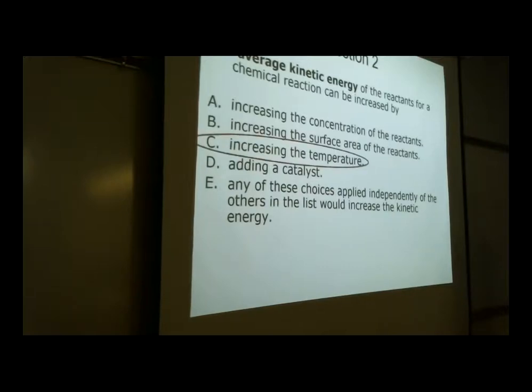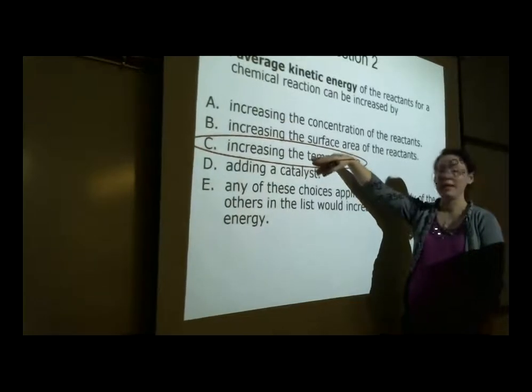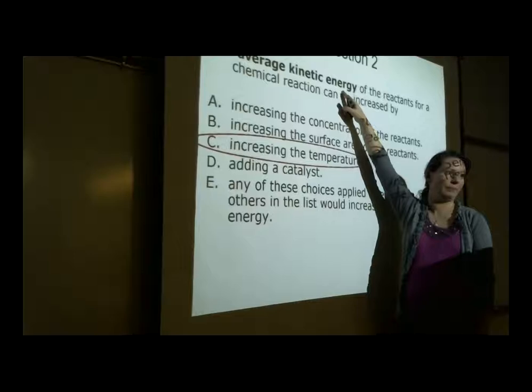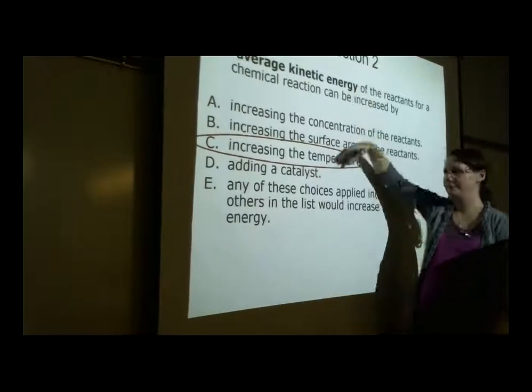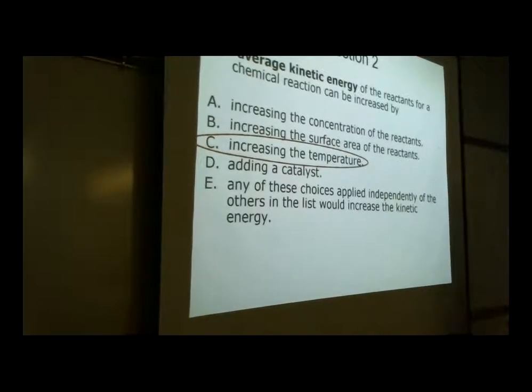Right? What's the relationship between kinetic energy and temperature? Temperature is a measure of kinetic energy. It's a direct measurement of kinetic energy. That's the definition of temperature. Temperature is a measurement of kinetic energy. Okay? Those two are directly linked. So the way we increase kinetic energy is by increasing temperature.